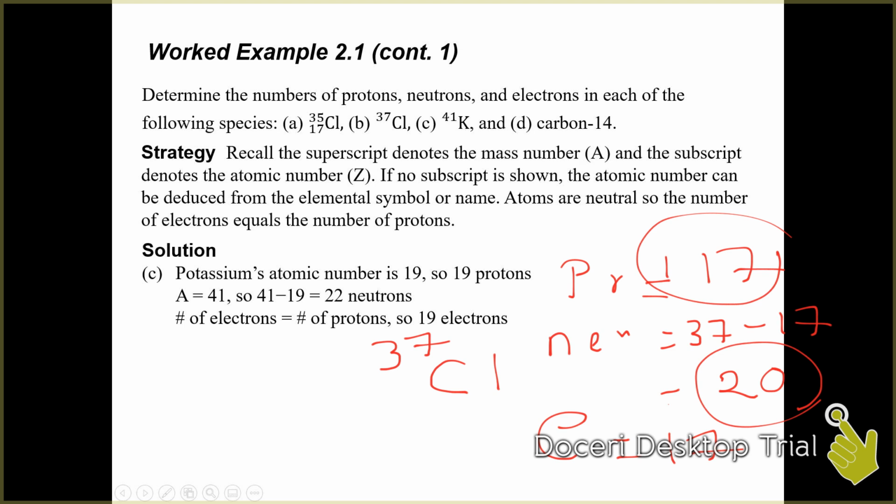So we did 2 practice problems, and with this practice we learned atomic number, mass number, and isotopes.